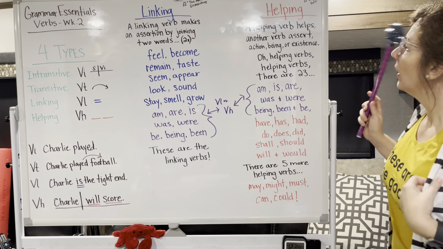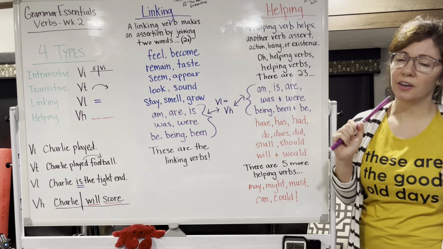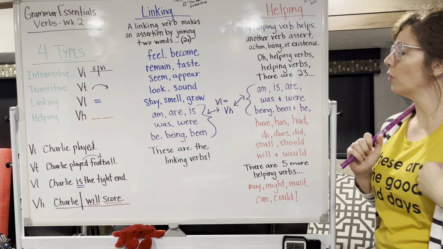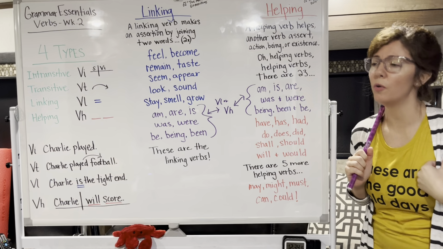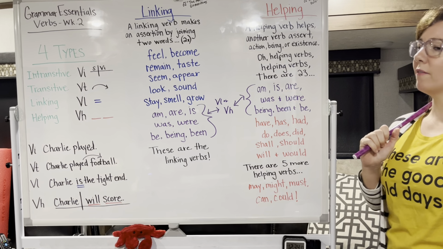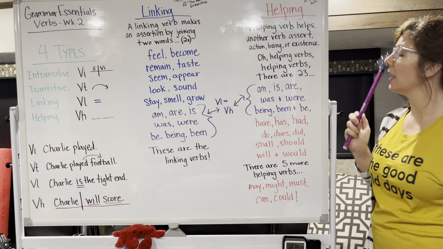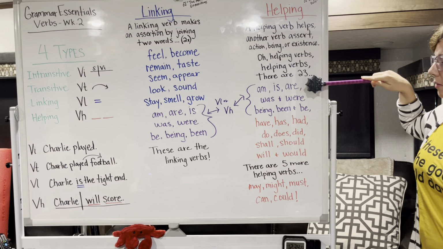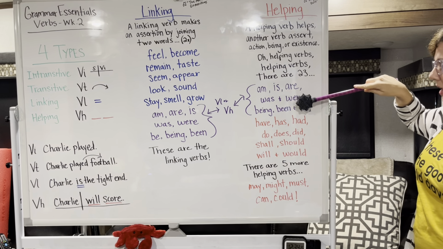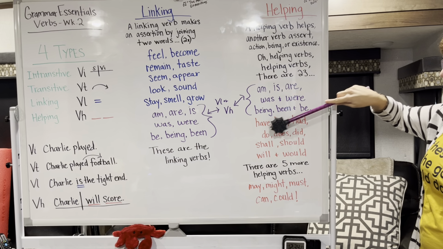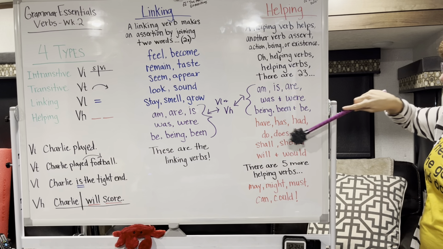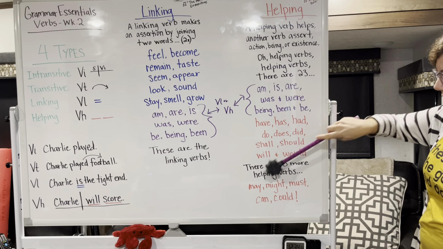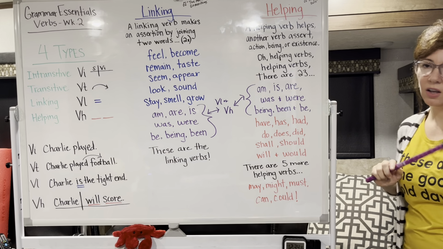Okay? A helping verb helps. Another verb assert. Action, being, or existence. Oh, helping verbs, helping verbs. There are 23. Am, is, are, was, and were, being, been, and be. Have, has, had, do, does, did, shall, should, will, and would. There are 5 more helping verbs. May, might, must, can, could.